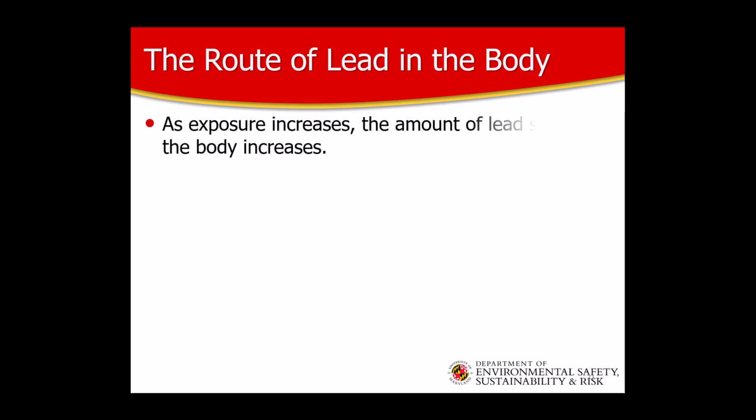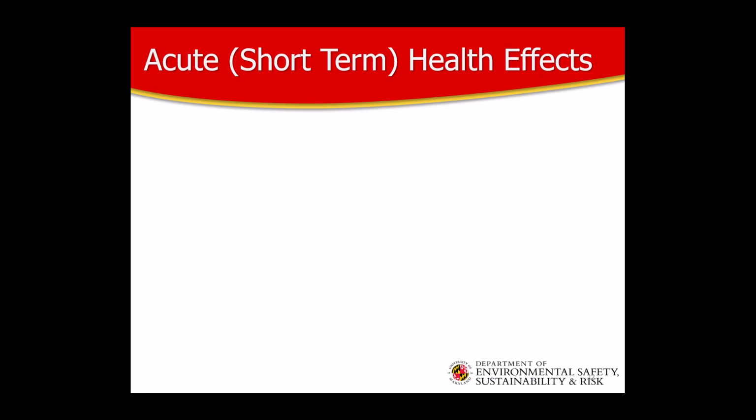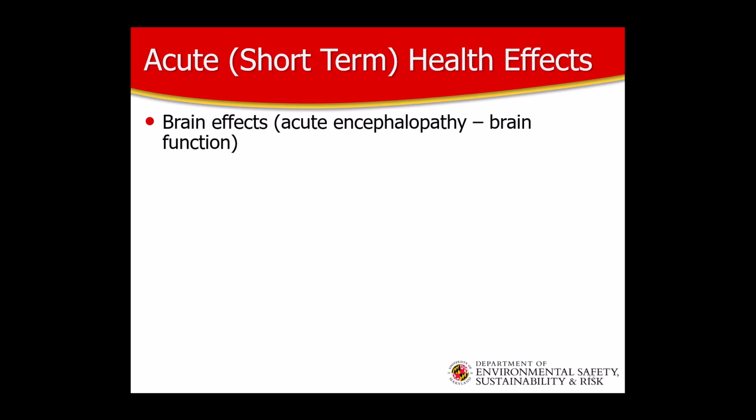As exposure increases, the amount of lead stored in the body increases. This stored lead can slowly cause irreversible damage, first to individual cells, then to organs, and then to whole body systems. Lead is a potent systemic poison that serves no known useful function once absorbed by your body. Taken in large enough doses, lead can kill you in a matter of days. Some acute or short-term health effects include brain effects, coma, convulsions, and even death.